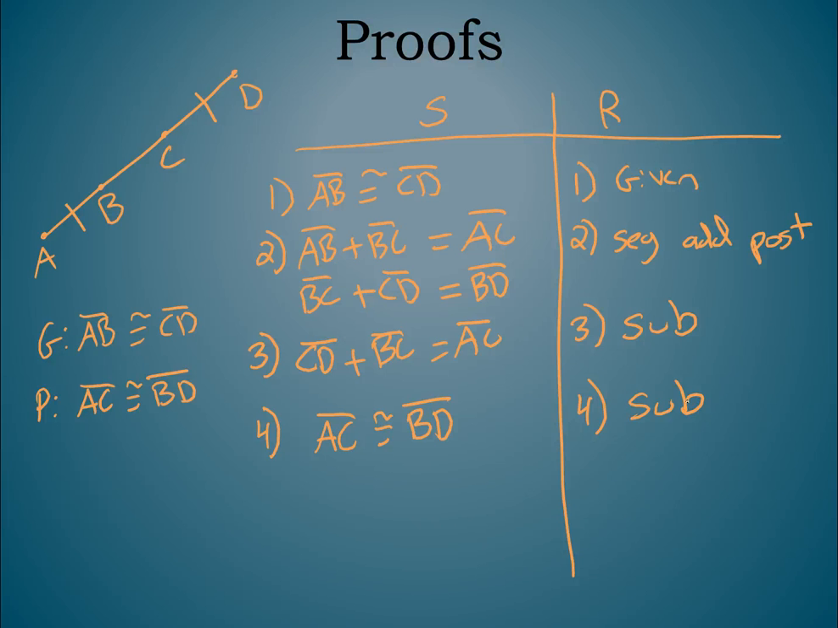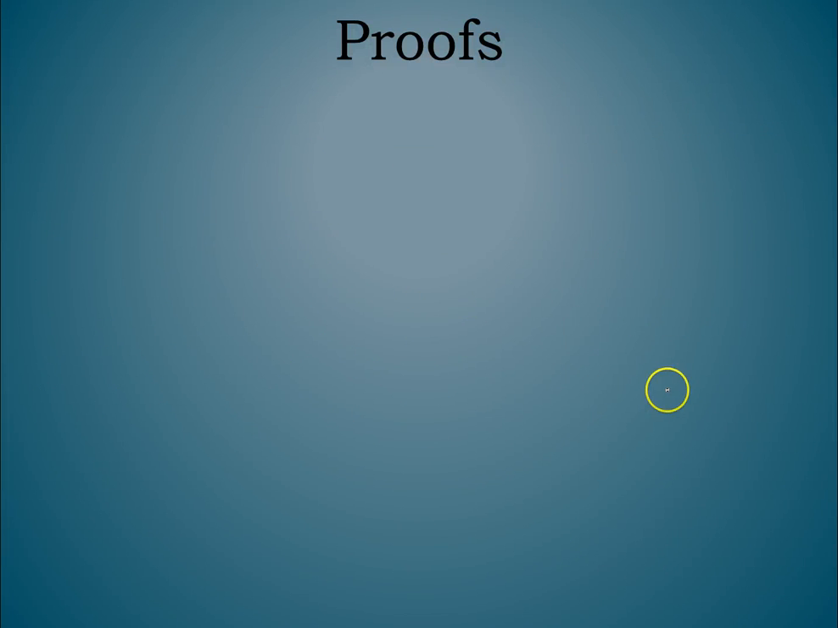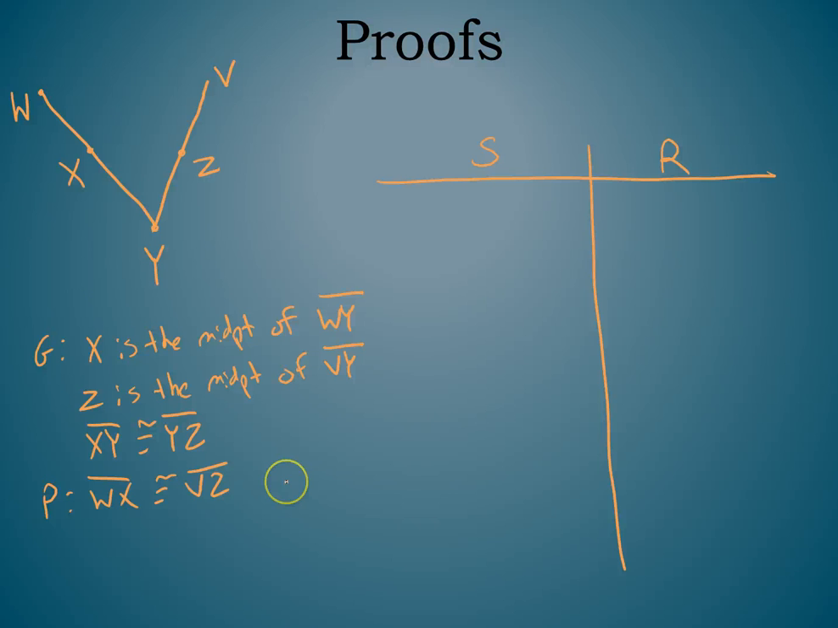We got one more to work on. So again, I'll pause so I can draw the diagram. Alright, so we have this proof. We're told that X is the midpoint of WY, Z is the midpoint of VY, and that XY is congruent to YZ. We're going to prove that the WX and VZ pieces are also the same.